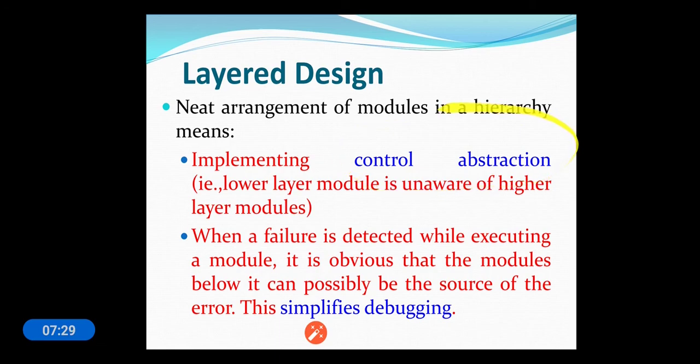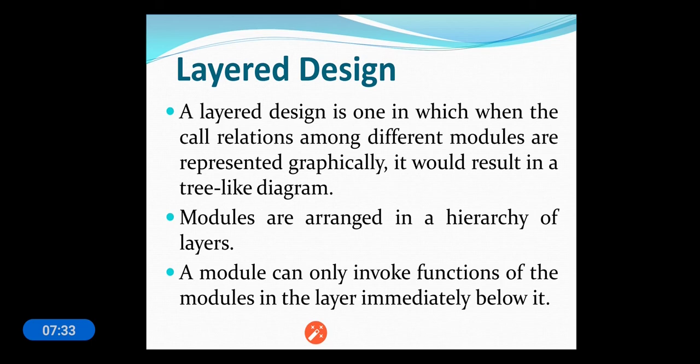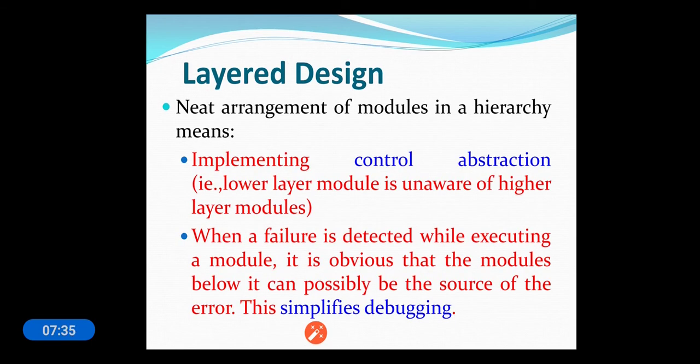Okay, so there should be only one way of call relationships among the modules. If at all we are having two-way call relationships among the modules, then it will become clumsy. It will be difficult for us to understand. We can't even implement such kinds of modules properly. Okay, so that's the importance of control abstraction.